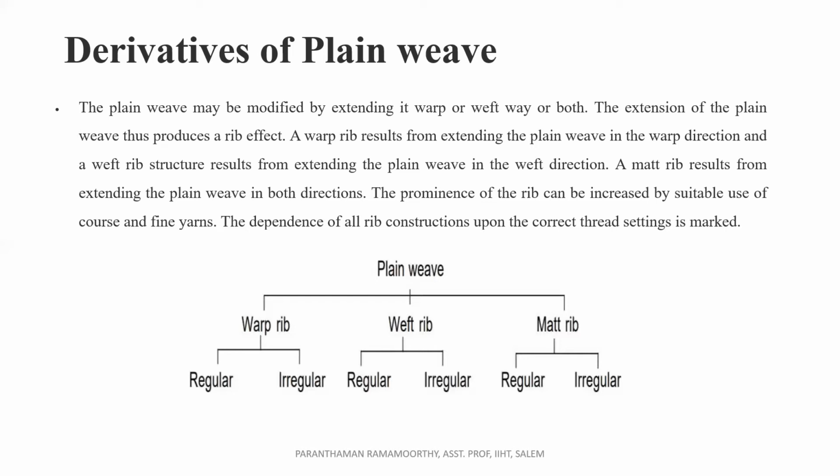So the classification of derivatives of plain weave are: warp rib, weft rib, and matte rib. Further, these three are classified into regular and irregular types. That is, regular warp rib, irregular warp rib. Next, regular weft rib and irregular weft rib. Then, regular matte rib and irregular matte rib.